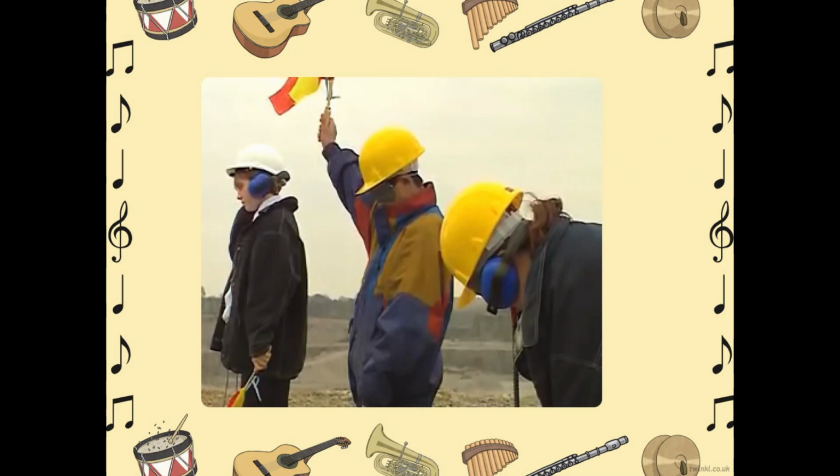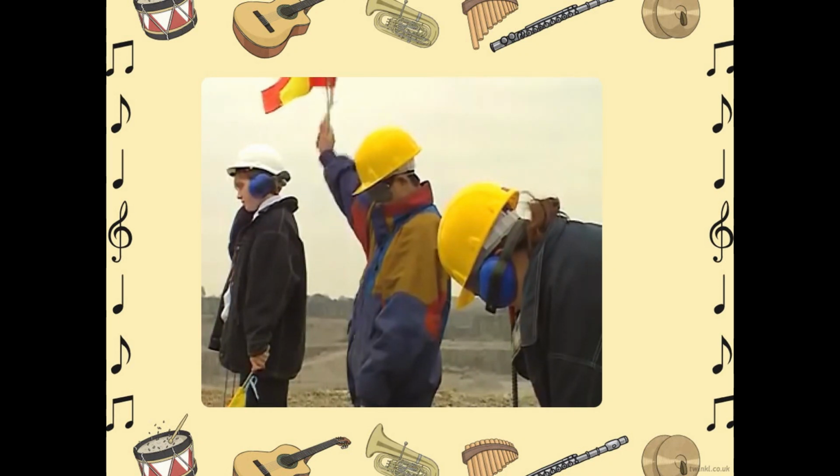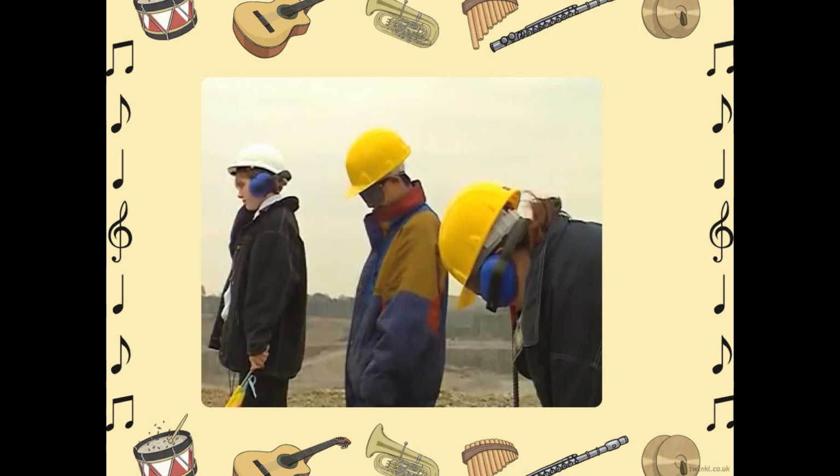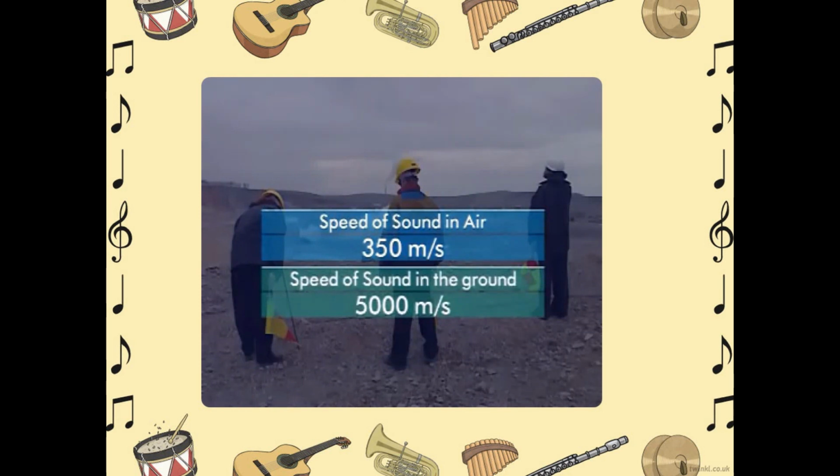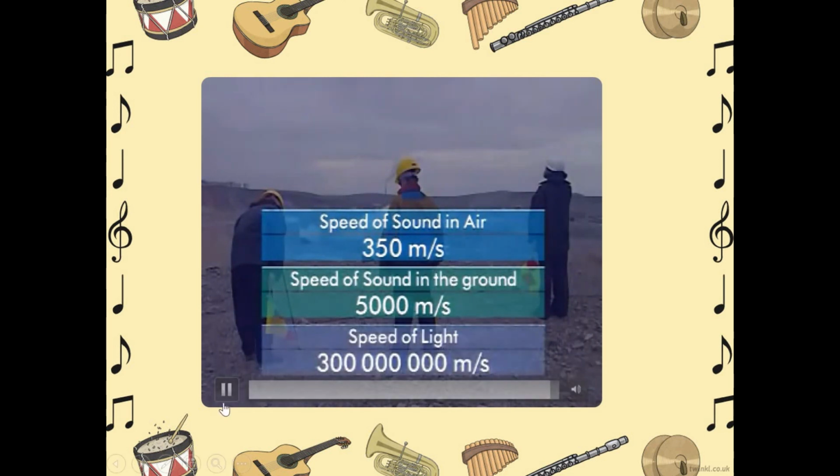And Fung was last when he heard the sound of the explosion coming through the air. The speed of sound in the air is 350 meters per second. At 5,000 meters per second, sound travels much faster through the ground. But light is much faster than any sound, at 300 million meters per second.